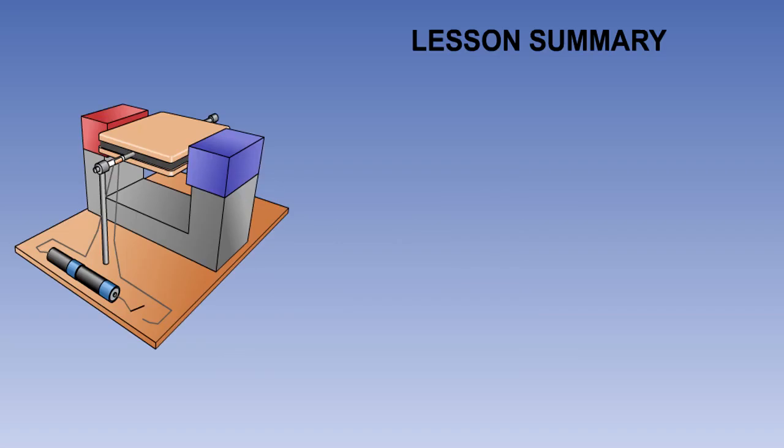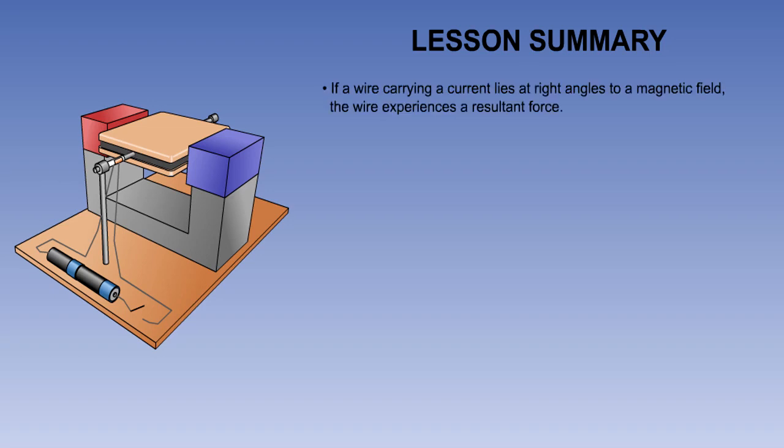That is the end of the lesson. Here are the main points to remember. If a wire carrying a current lies at right angles to a magnetic field, the wire experiences a resultant force. Fleming's left-hand rule enables us to determine the direction in which the force acts.